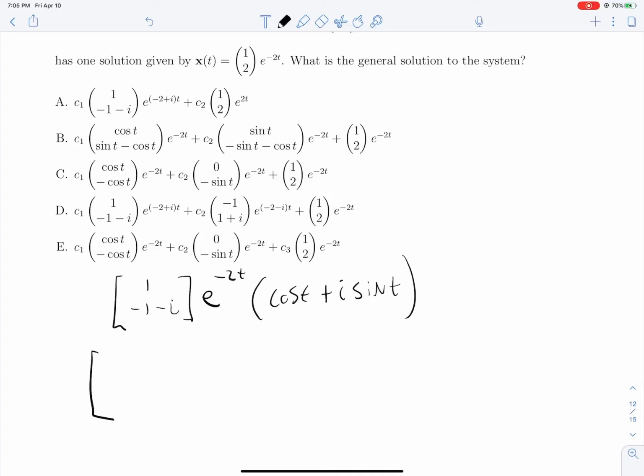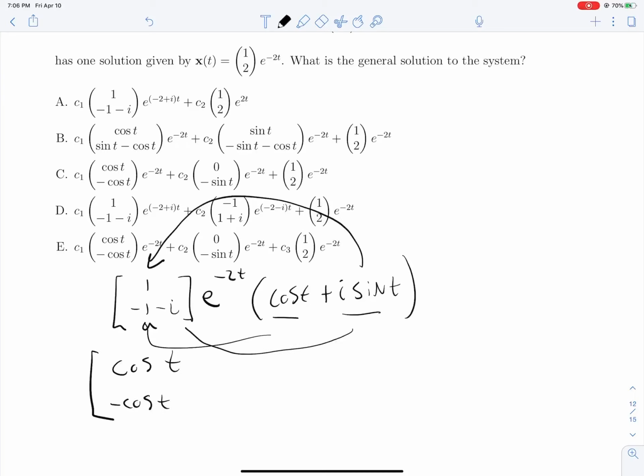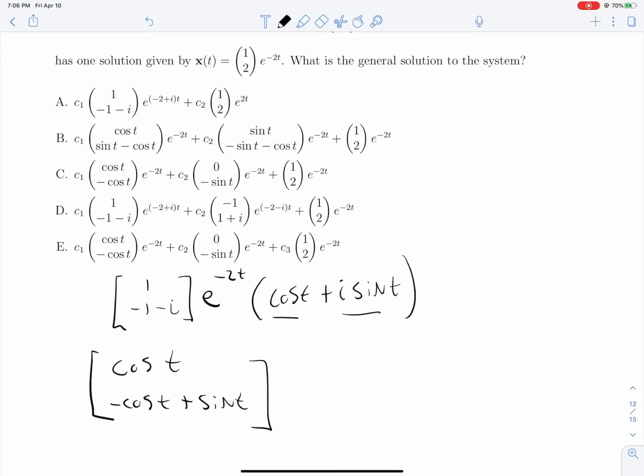So our real vector is going to have cosine t on top, because that's the one of these two that when multiplied by our top vector entry will give us a real value. So there's our cosine t, and on the bottom we will have a minus cosine t and a sine t. And we are getting that because this i times negative i will give us a positive 1.